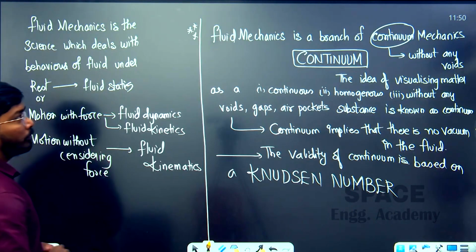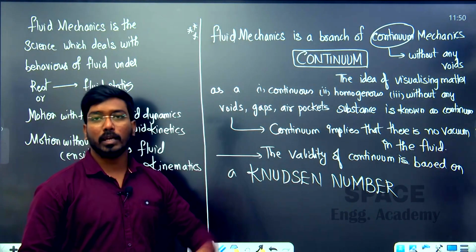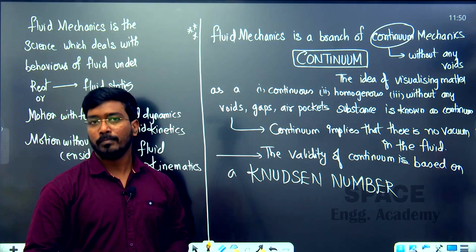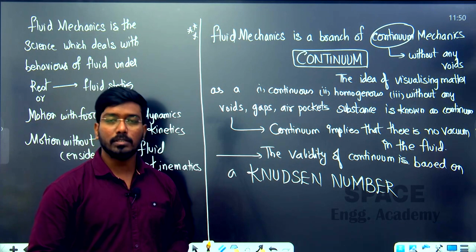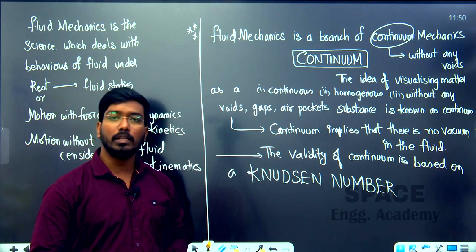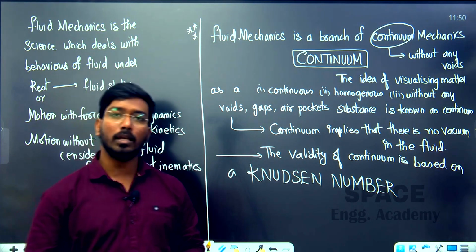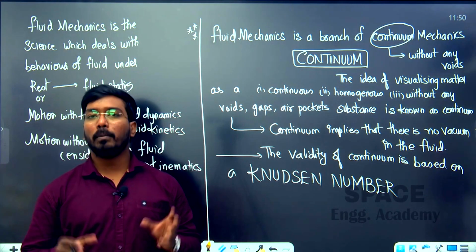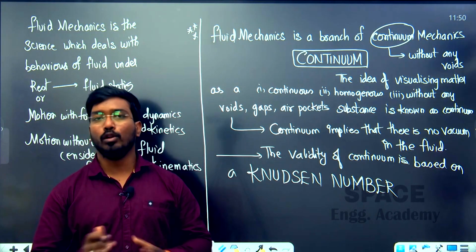Let's see over the board. Fluid mechanics is a branch of which mechanics? Continuum mechanics. Continuum states that a substance needs to be a homogeneous, continuous material, without any vacuum, without any gap, without any air pockets, without any voids. In short, the molecules are perfectly packed in a given volume.